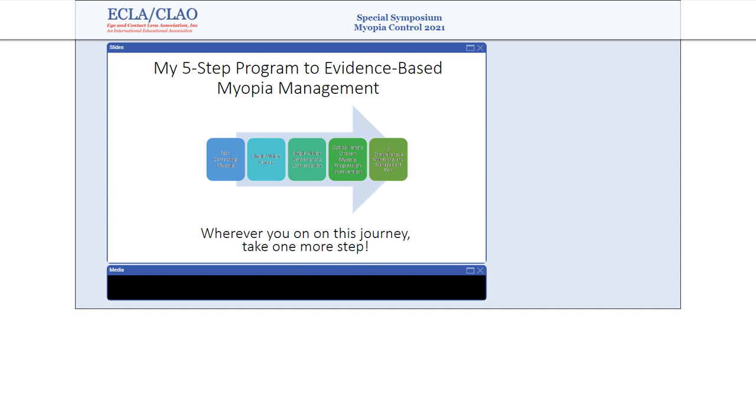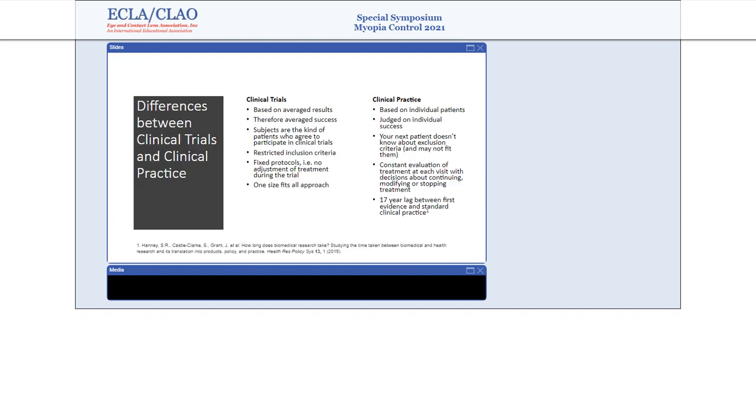But there are a lot of people now providing comprehensive management who are suddenly faced with a different dilemma, which is, I've seen all the trials, but the person in front of me doesn't quite fit the box. What do I do now? There's a massive difference between clinical trials and clinical practice. Clinical trials are based on average results. This is the type of person who goes into clinical trials: very cooperative, and they turn up.